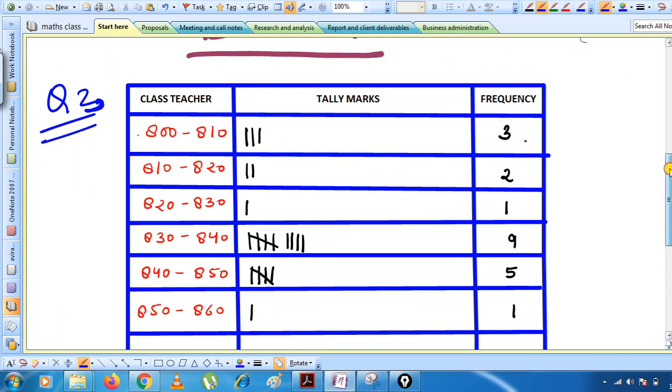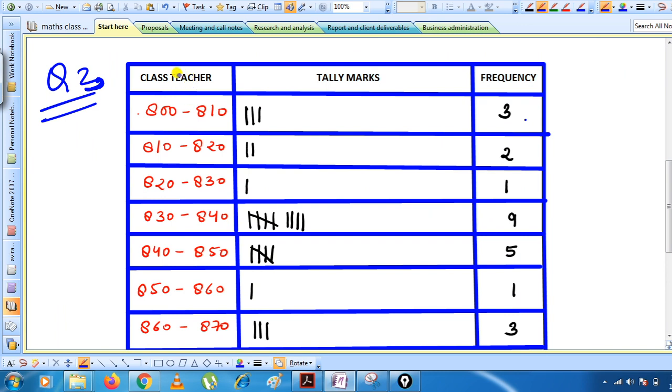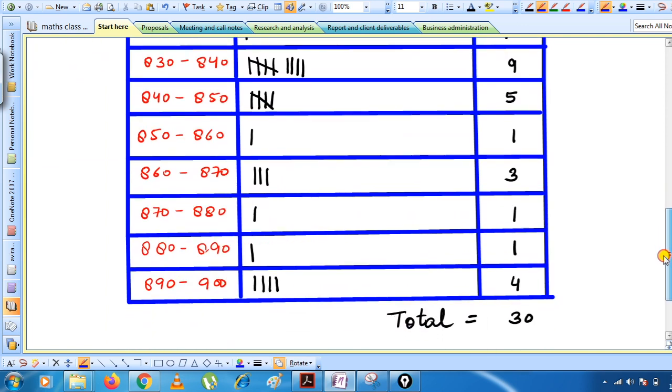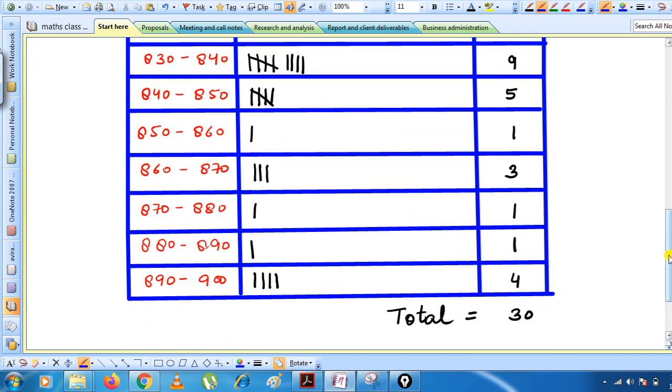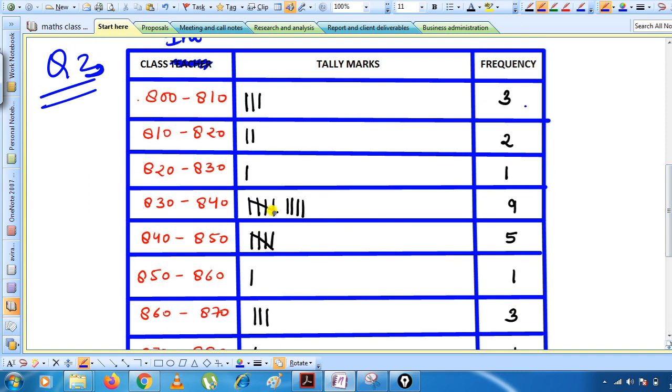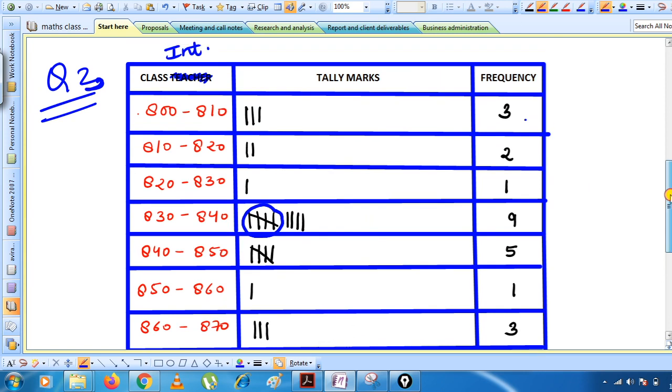I marked here 2. This is question number 3, and after that you can see here, oh my god, this is not class teacher. By mistake I wrote that; this is class interval. Okay, this is class interval, and this is tally marks here, and here you have frequency. So class intervals you can see over here. We started from 800 to 810, and we are going up to 890 to 900.